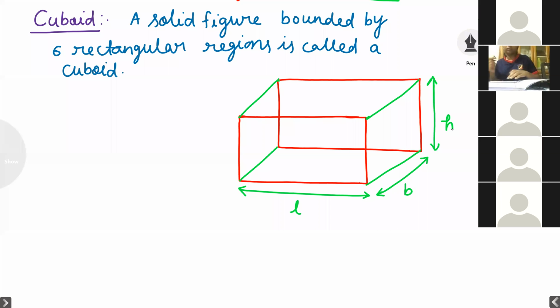Now I am going to prove the surface area of a cuboid. We know the area of a rectangle is length into breadth, and in this cuboid, how many rectangular regions are there? There are six rectangular regions: area of first rectangle is length into breadth, area of second rectangle length into breadth, area of third rectangle length into breadth. Like that, the area of six rectangles. I want to add all these six areas of rectangles, then it will become the surface area of the cuboid.